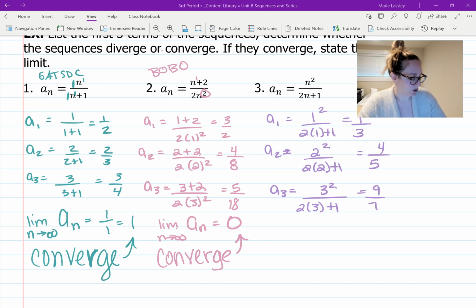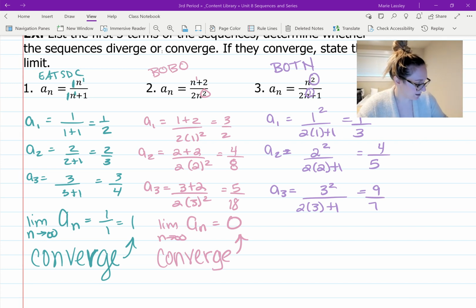So we look at our exponents. We have squared on top, and we have to the first on the bottom. This is a BOTTOM situation, bigger on top, none. All right, so we're growing faster in the top of our fraction, which means our number is just getting bigger. It's not going to approach anything.